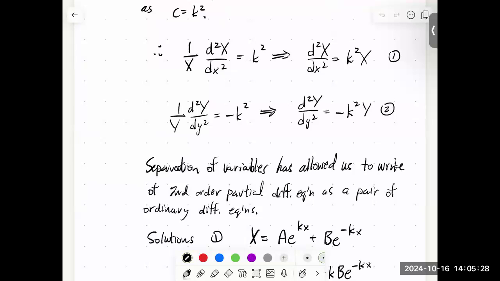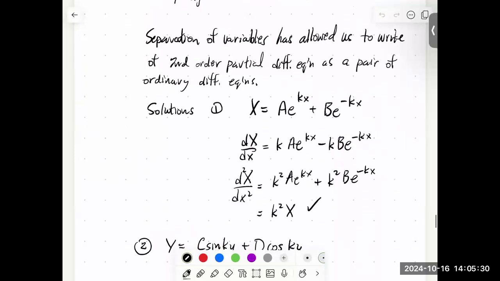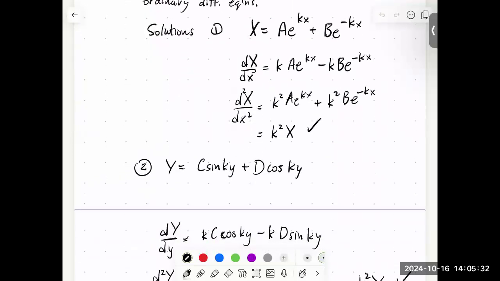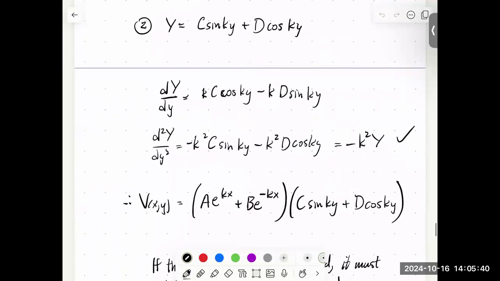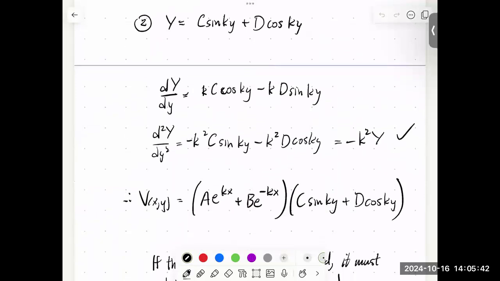And we wrote down solutions for equation 1. So there it is. It's a sum of these two exponentials. And then we wrote down the solution for the second equation, which was sine and cosine. And then our total solution has to be the product of those two.